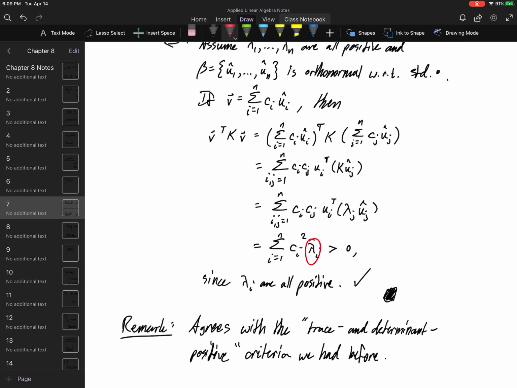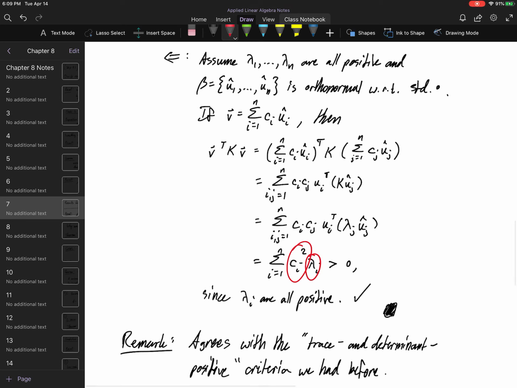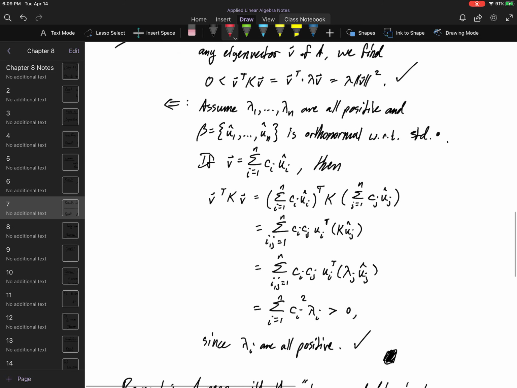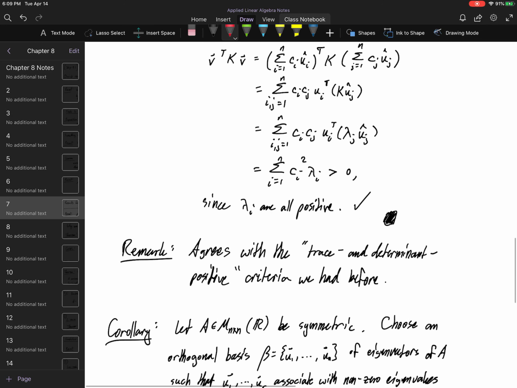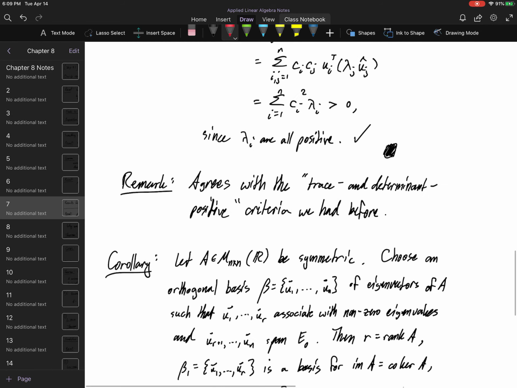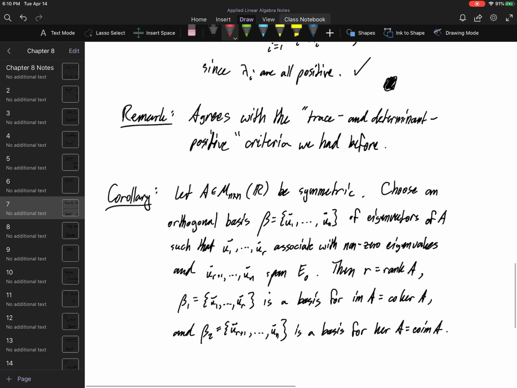Indeed, this is the sum of a whole bunch of positive eigenvalues multiplied by square numbers. And remember, this is a real vector space, so all the ci's are real numbers. So this is indeed going to be positive. If all the ci's were 0, then we were dealing with a 0 vector in the first place, and that's fine. V transpose Kv would just be 0, which is still within the definition of a positive definite matrix.